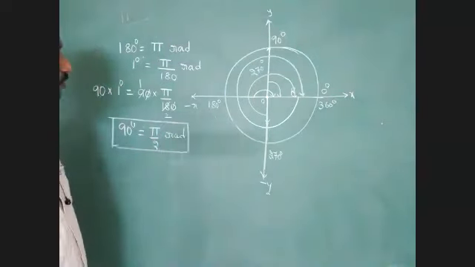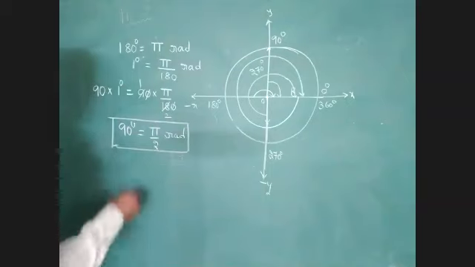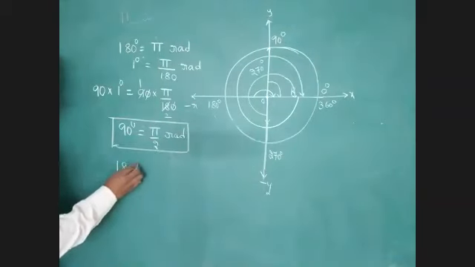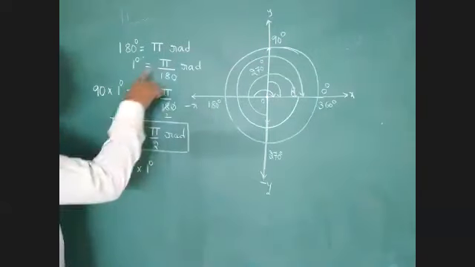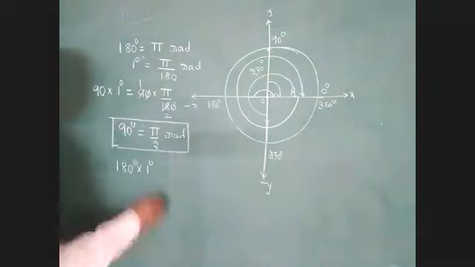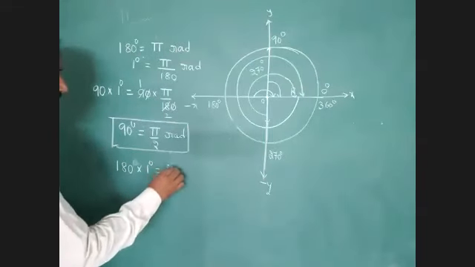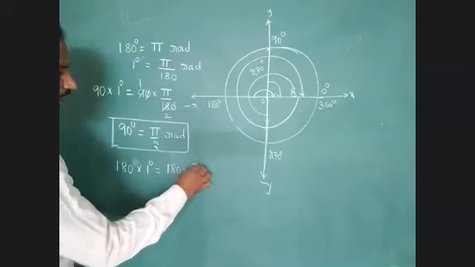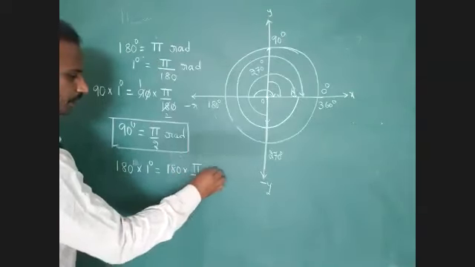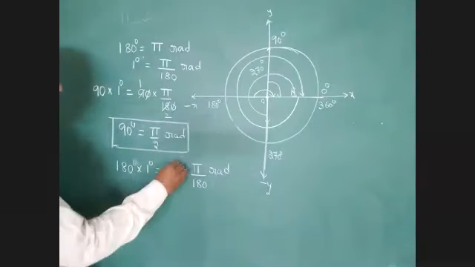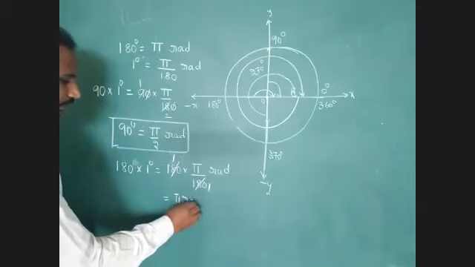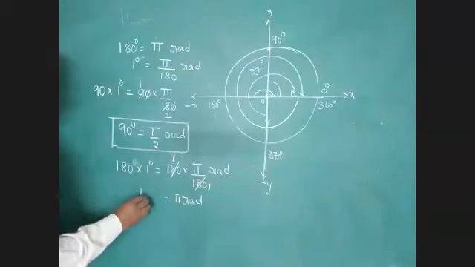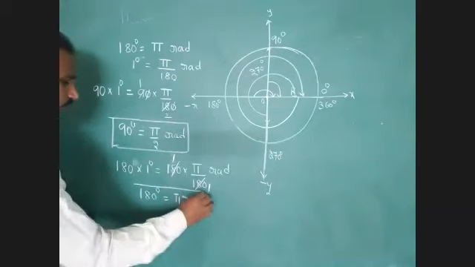Understood? Next, we have to find out 180 degree. 180 into 1 degree, and 1 degree value equal to pi by 180. So here, 180 into pi by 180 radian. 180 ones are 180, that is equal to pi radian. 180 degree equal to pi radian.